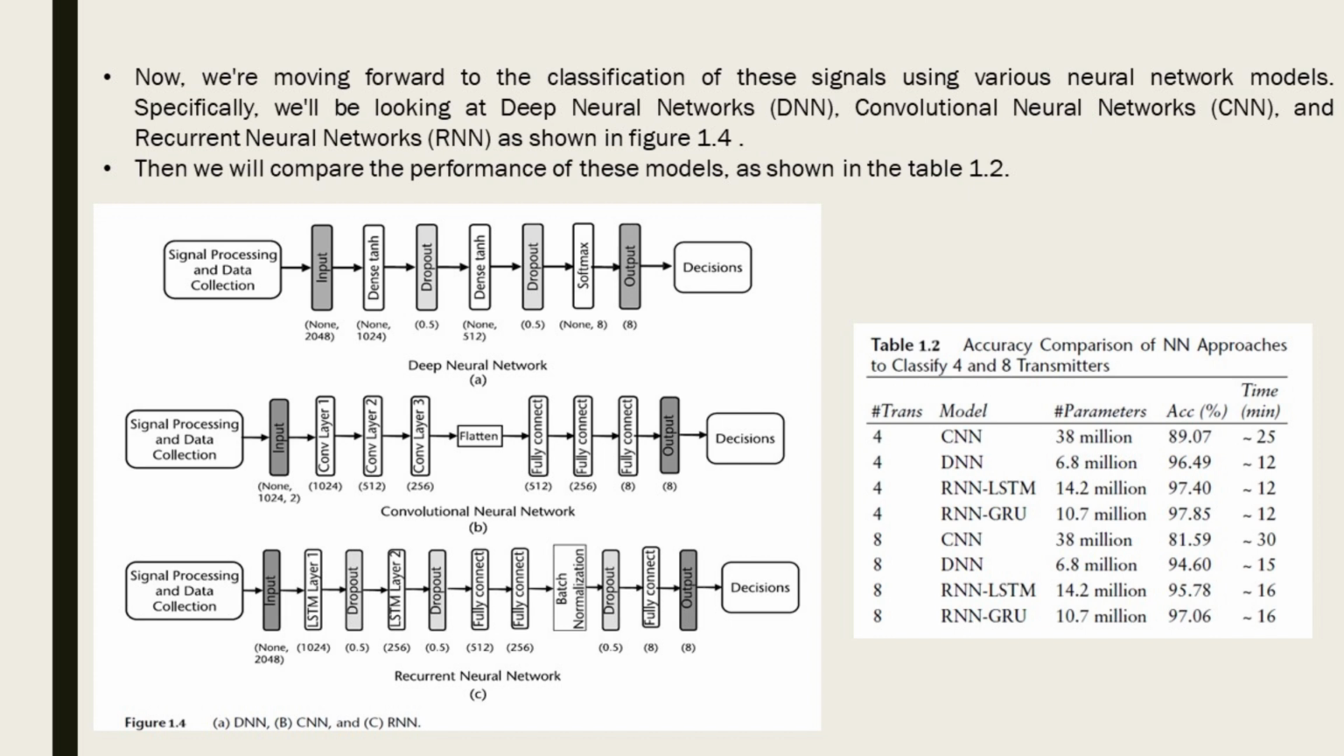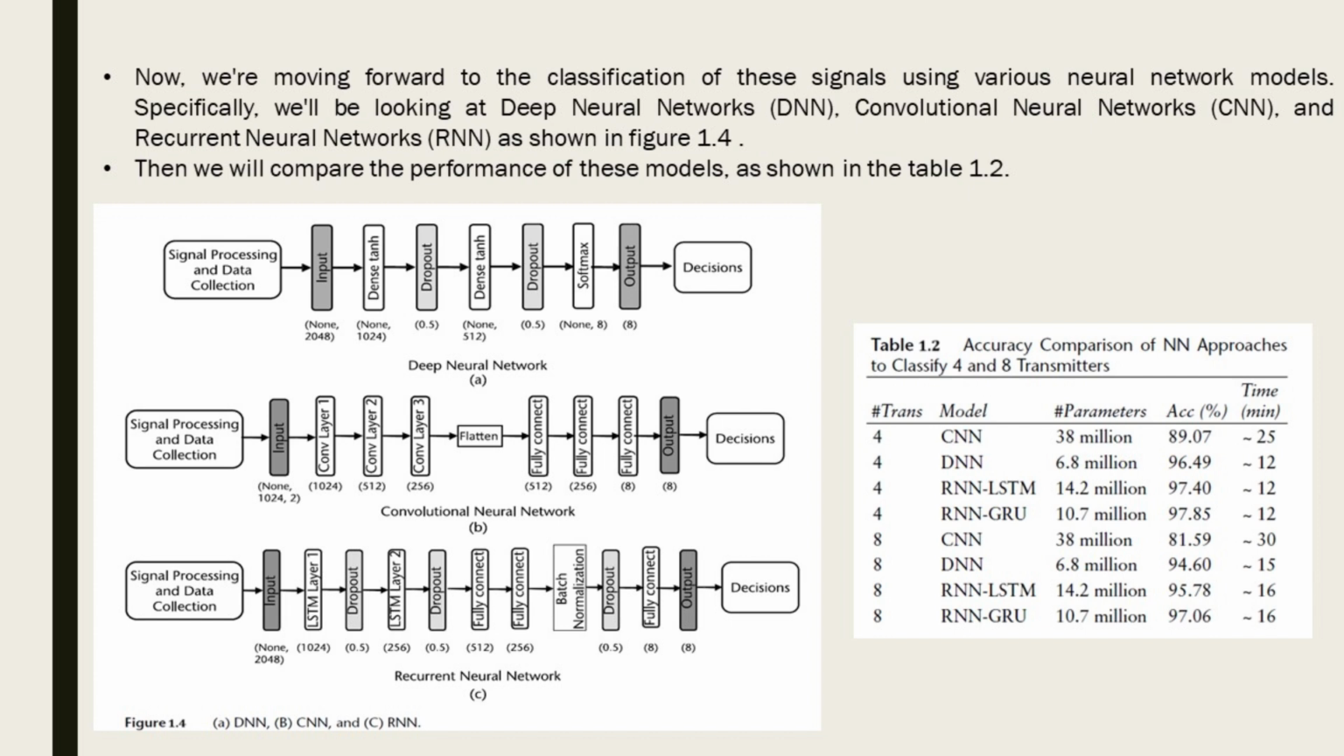When the number of transmitters increases to 8, the CNN's accuracy drops to 81.59%, and the computation time rises to around 30 minutes. The DNN remains consistent, with a slight drop in accuracy to 94.6%, but the RNN models, particularly the GRU-based one, show their strength with an accuracy of 97.06% in about 16 minutes. This comparison highlights how different architectures can be leveraged based on the specific requirements of the task at hand, whether it's speed, accuracy, or computational resources.